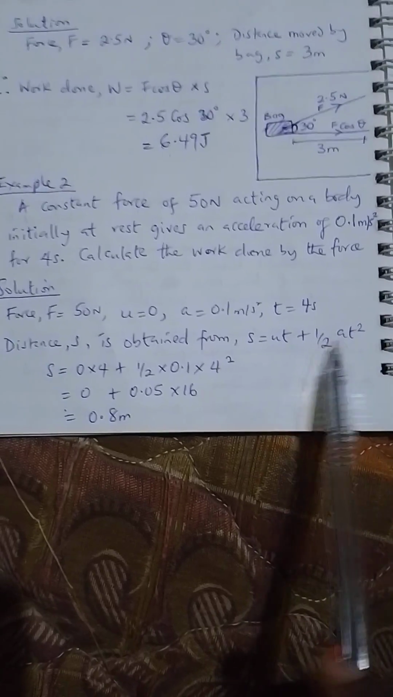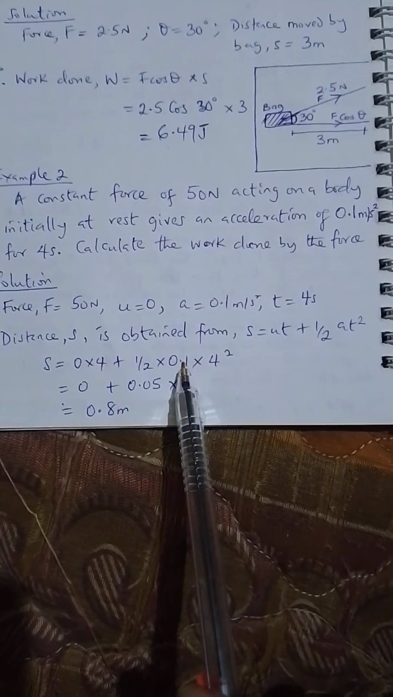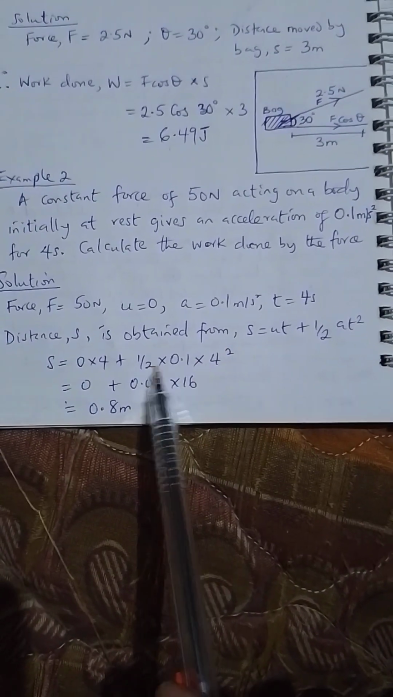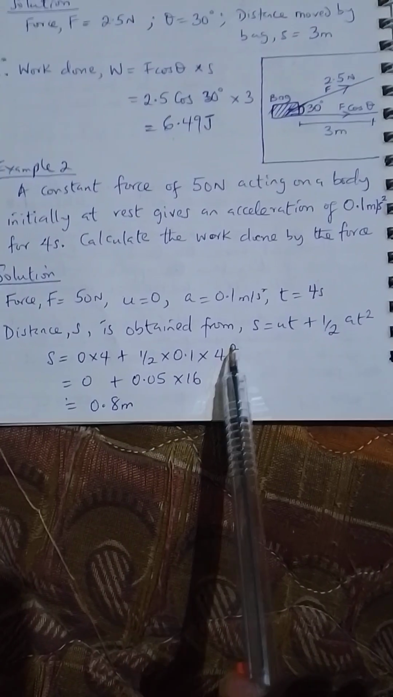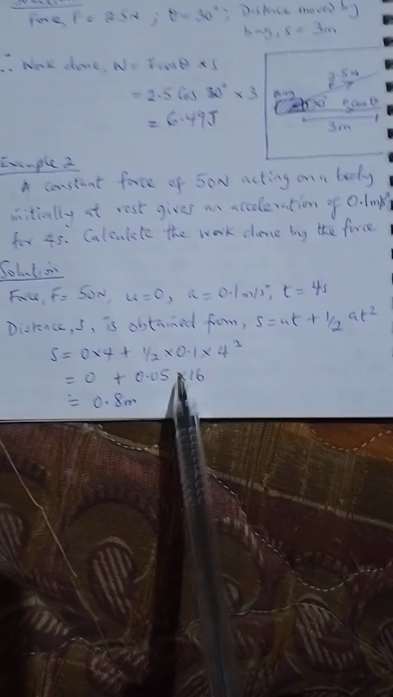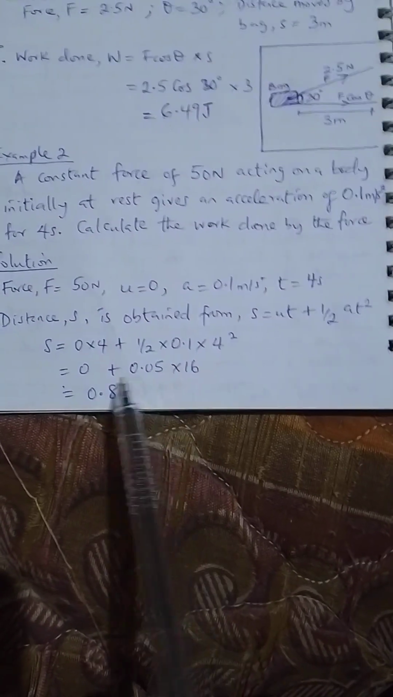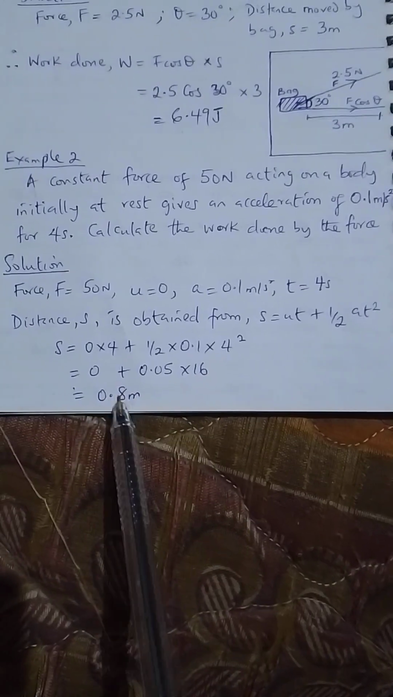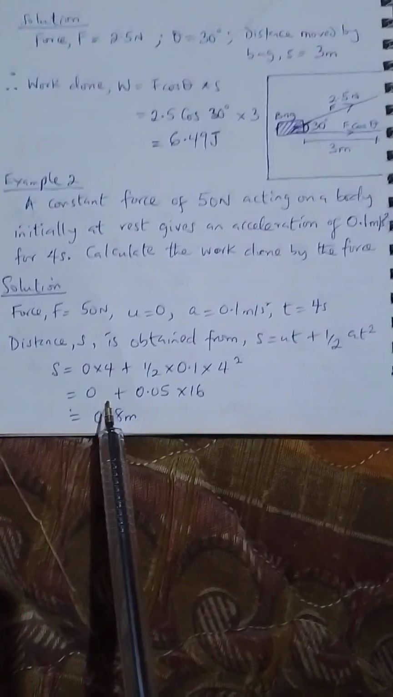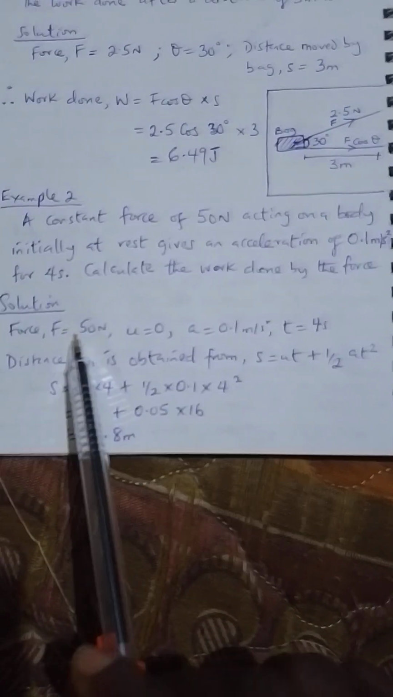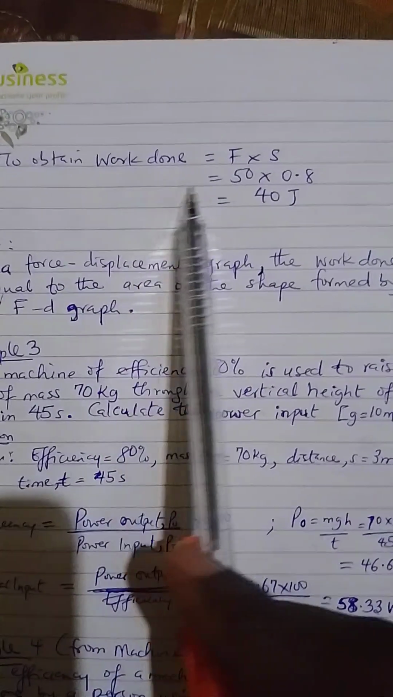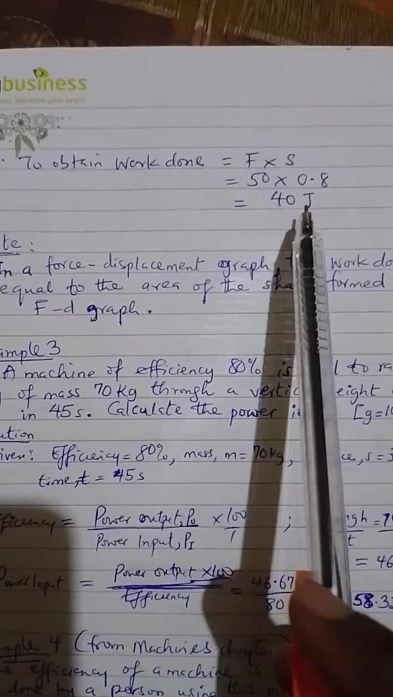Treat half at squared together: half of 0.1 is 0.05, times 4 squared, 16. Treat this together, please. Remember your BODMAS, multiplication comes before addition. So simplify, you get 0.8. So we've gotten the distance now. So multiply the distance by the force to get the work done. To obtain work done, force times distance, that gives us 40 joules.